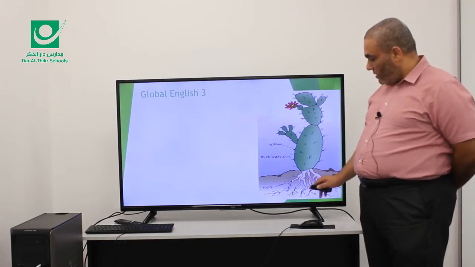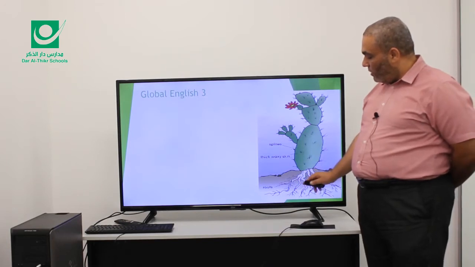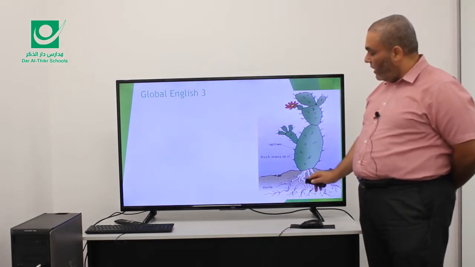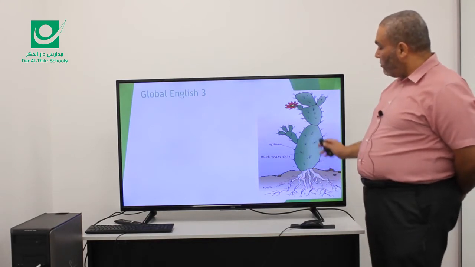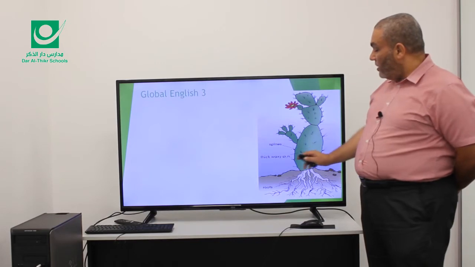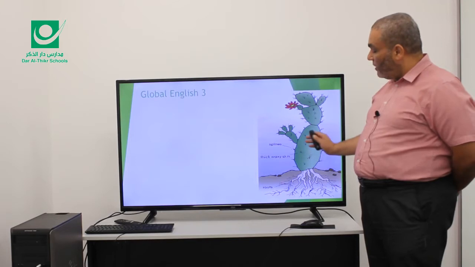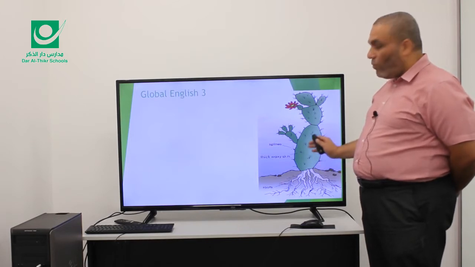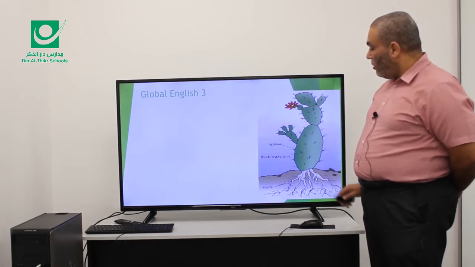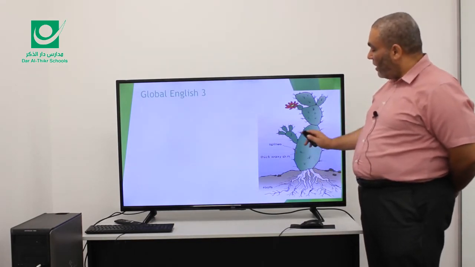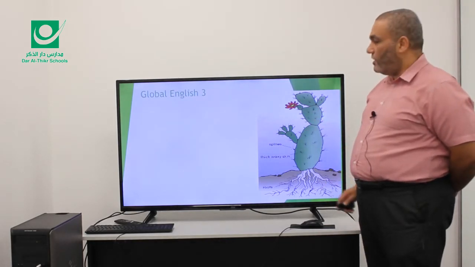Look at the roots. They are long. They go deep underground in order to take every droplet of water. Also, if you look here, you can find the thick waxy skin. This thick and waxy skin keeps water inside, so the plant can store water. Also, you have spines. These are called spines. We are going to learn more about that in our reading lesson.